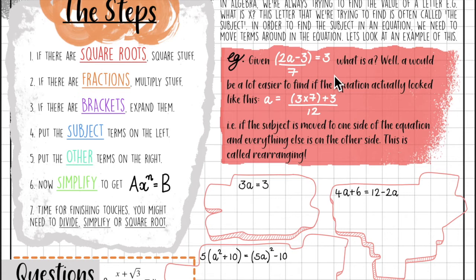Now, in this form, a is quite difficult to find. However, if the equation looked something like this, a would be much simpler to find, as it has been made the subject of the equation, i.e. a is on one side of the equal sign and everything else is on the other side. So to find a, we do 3 times 7, which is 21, plus 3, which is 24, divided by 12, which is 2. So a equals 2. The difference between these two equations is that this one has been rearranged to make a the subject.